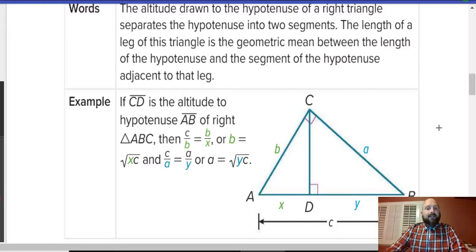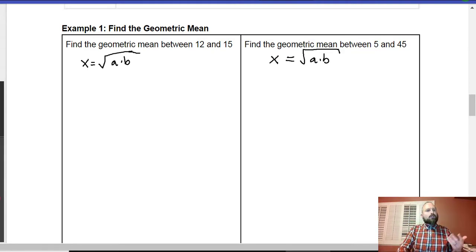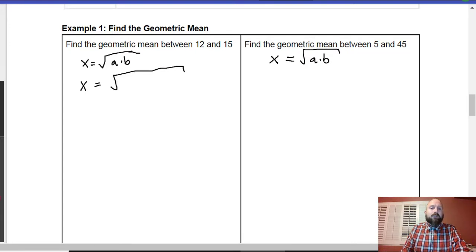All right, let's do an actual example in 3, 2, 1. Find the geometric mean between 12 and 15. Hold up. Remember guys, geometric mean is just, you're going to multiply and find the square root. So x will equal the square root of 12 times 15. Now I'm going to try to do this without using a calculator. Let's see how far I can get.